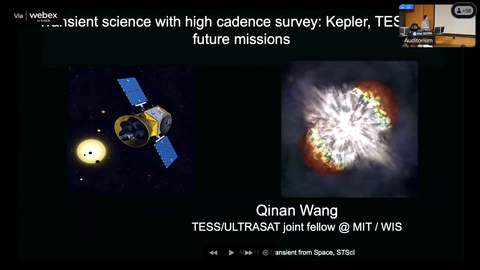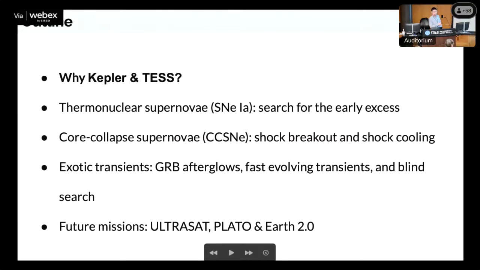So, hi everyone. I'm Chinan Wang, and I'm currently a TESS ULTRASAT Joint Fellow at MIT and Weizmann Institute. Today I'm going to share how transient science can benefit from the high cadence observations from space missions like Kepler and TESS. I'll start with an introduction to the instruments and the science, and continue into the science cases, in which I will mainly focus on the early time of supernovae and also some discussion on exotic transients.